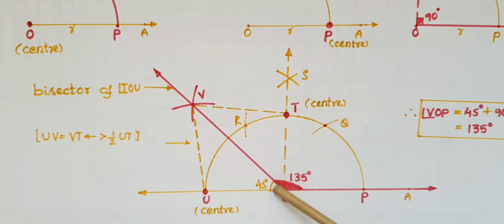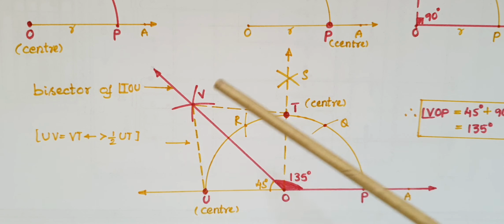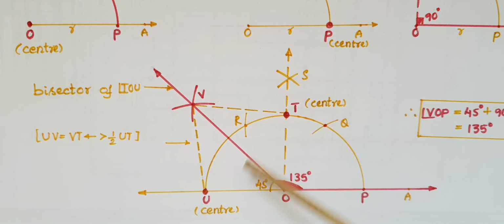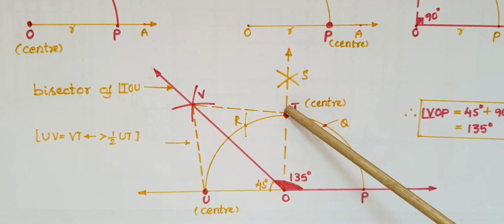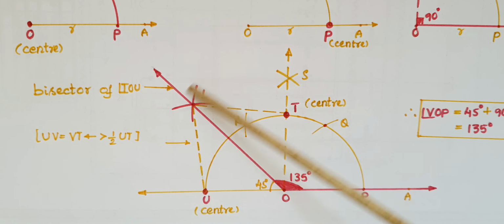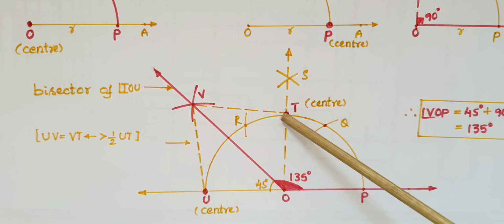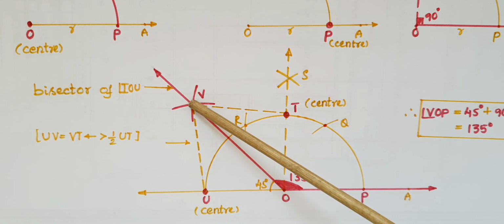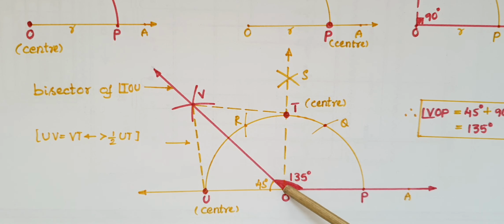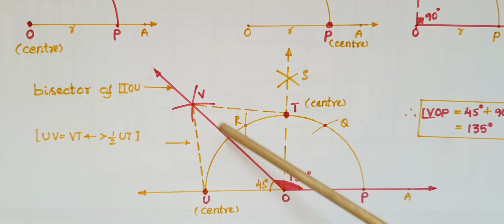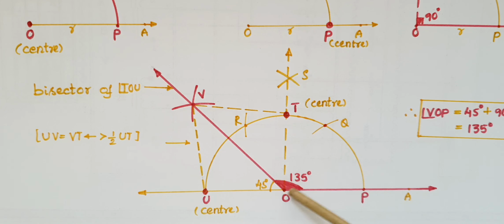So you have to bisect this 90 degrees, then you will get 45 degrees here, and this is already 90 degrees, so 90 plus 45 is 135 degrees. For that you have to bisect this angle. So construct a bisector here. For that you have to take U and T as centers, draw two arcs with a radius which is more than half of UT, then you will get an intersection point V. Then you join O and V and extend this line, then you will get this angle VOP is equal to 45 plus 90, that is 135 degrees.